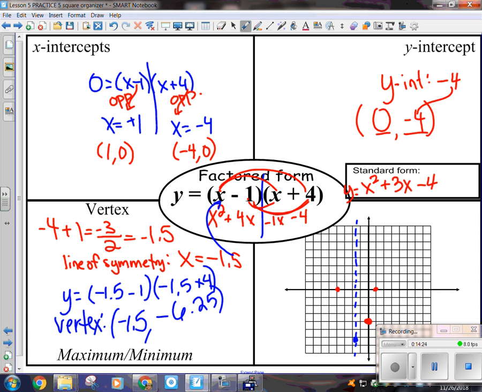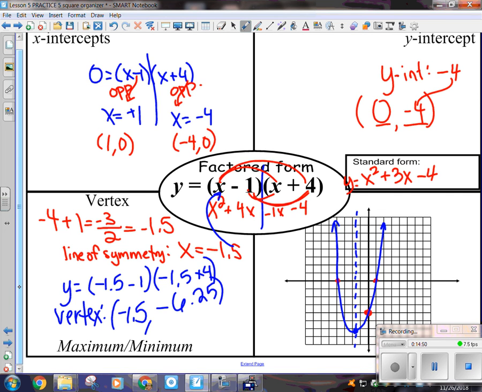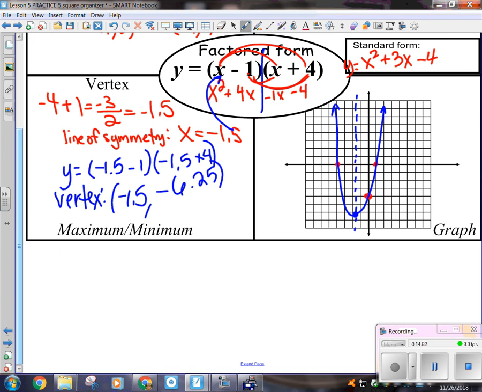Do you now know where the graph is? Do you have enough points that you can see where it's going to be? Down, turn, like the U, come back up. Okay, only question we haven't answered. Is this a max or a min? This is a minimum. It has the lowest point on the graph. So my vertex, negative 1.5, negative 6.25, just below the 6, and it is a minimum.